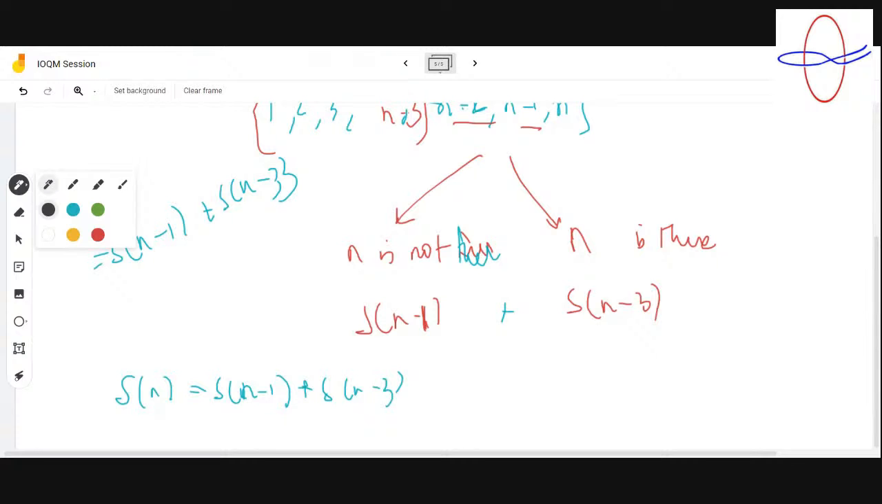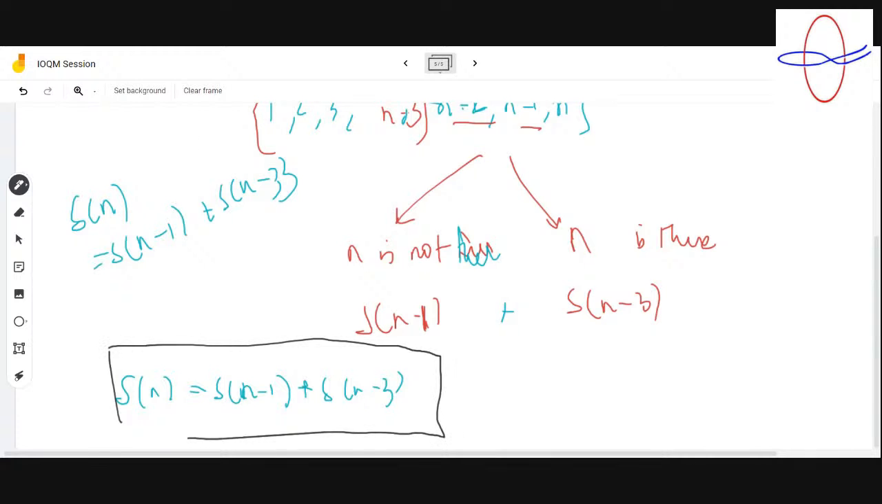S of n minus 1 is sort of S of n minus 2 plus S of n minus 4. Okay, so this is a recurrence relation you get. That's a very good idea. Now, if you know how to solve it by characteristic equation or generating function, then it's totally fine. Then it's very good. You can really solve it out.